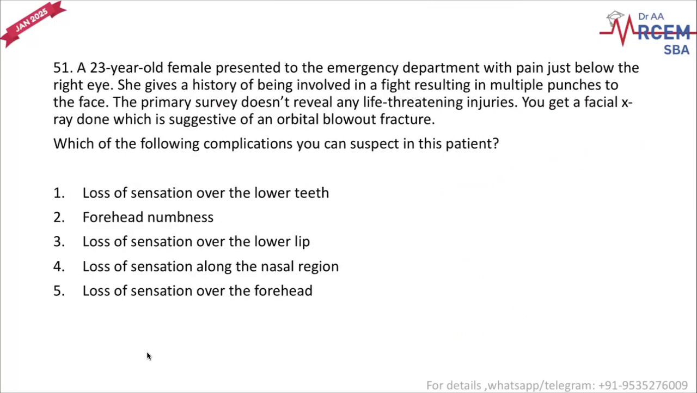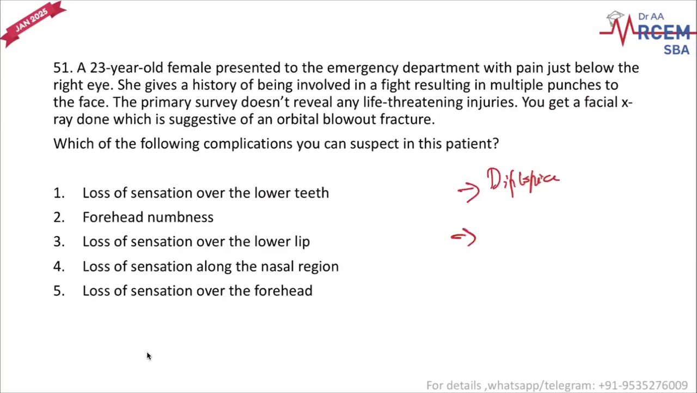The primary survey doesn't reveal any life-threatening injuries. You get an X-ray done which is suggestive of an orbital blow fracture. Which one of the following is the complication you suspect in this patient? Orbital blow fracture. There are two complications which can happen. That is herniation of the inferior rectus resulting in diplopia on upward gaze.